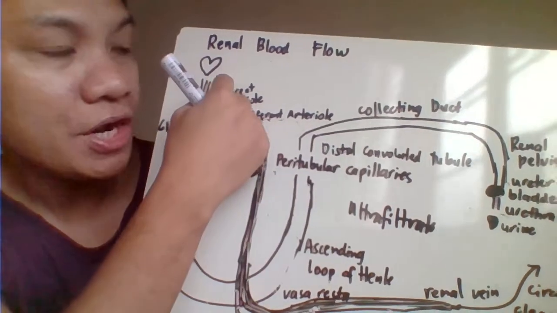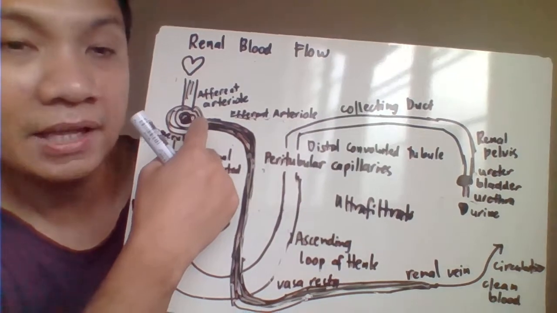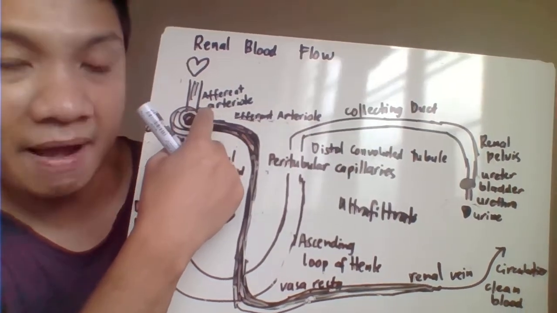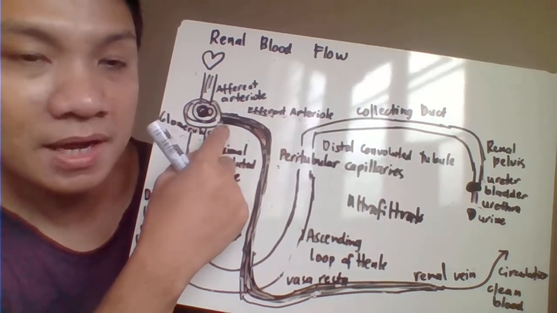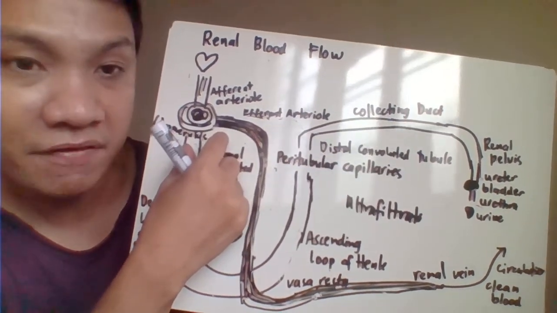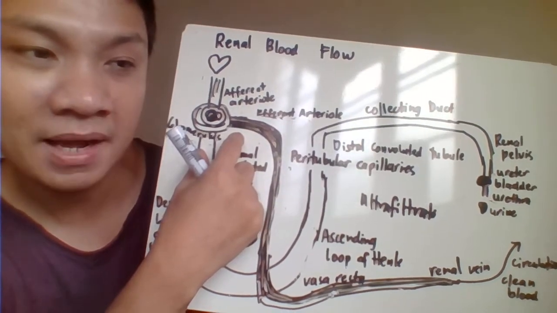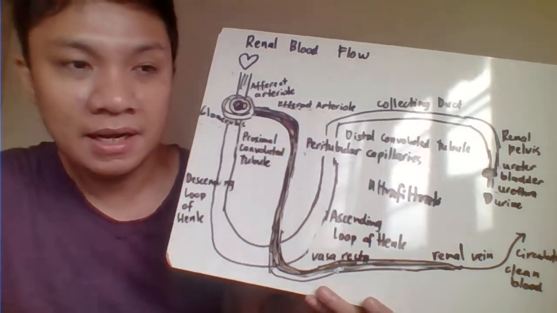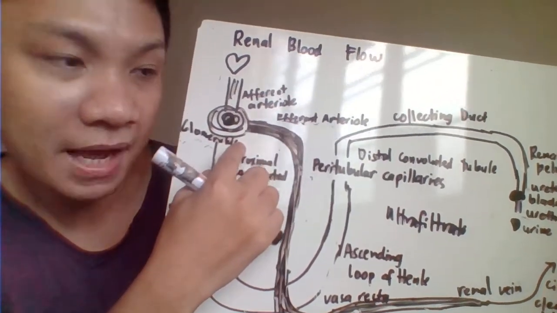Your blood enter your kidney. The blood is being pumped by your heart. Going enter your kidney by passing through your afferent arteriole, which is your blood vessel. Dadaan dito sa glomerulus natin, magkakaroon ng filtration process. Ang mga substances na hindi ma-filter ng ating glomerulus, magiging part pa din siya ng blood natin.